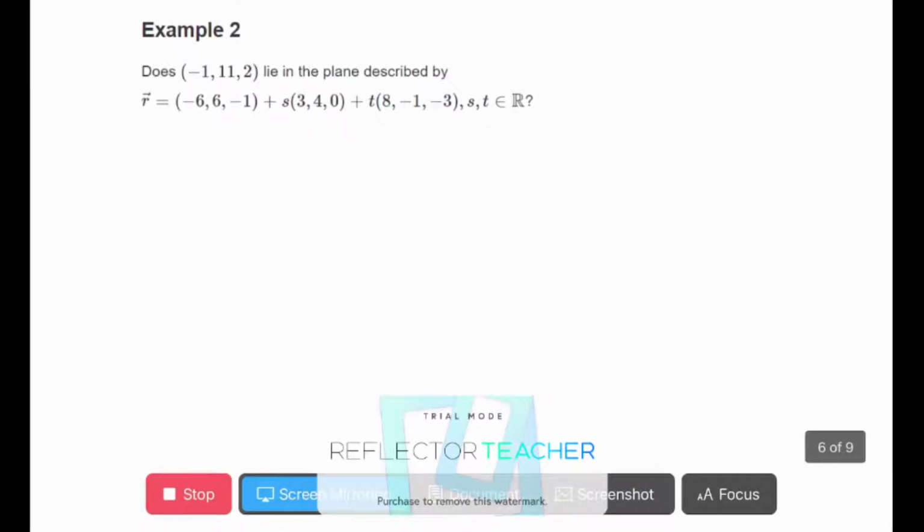So we've learned how to define a plane. Now let's see if we can answer some things about planes. Does the point -1, 11, 2 lie in the plane described by the following vector equation of a plane? Once again, this will be similar to our work with lines. We're going to need to define our parameters. So we're going to need our parametric equations, and we're going to have to see if all these lines exist on this plane. So what are we going to do? We're going to be testing this point.